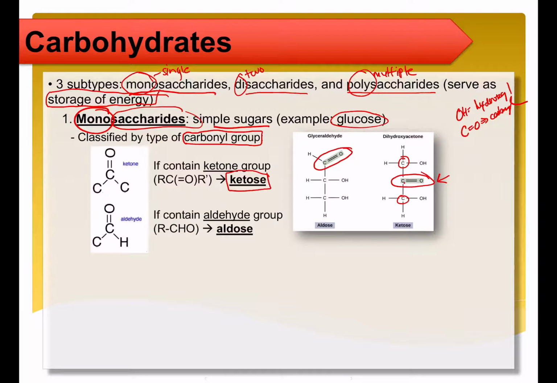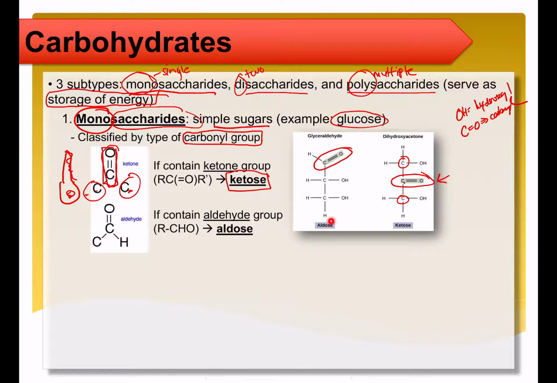There's a carbon attached on both sides of the carbonyl group, so we call that ketose. You can remember it by thinking of a key, looking like a key, with the zigzag.